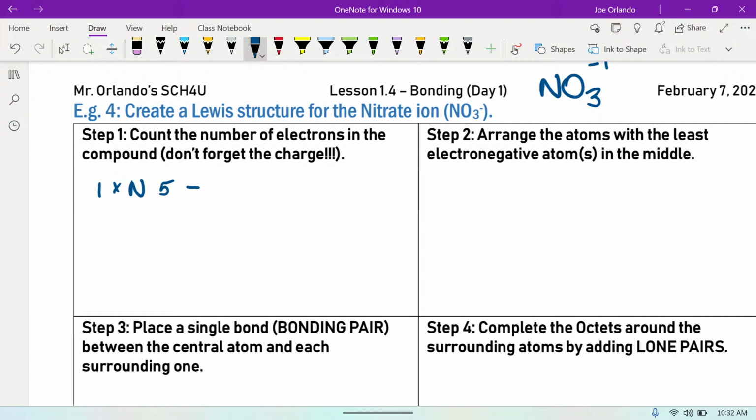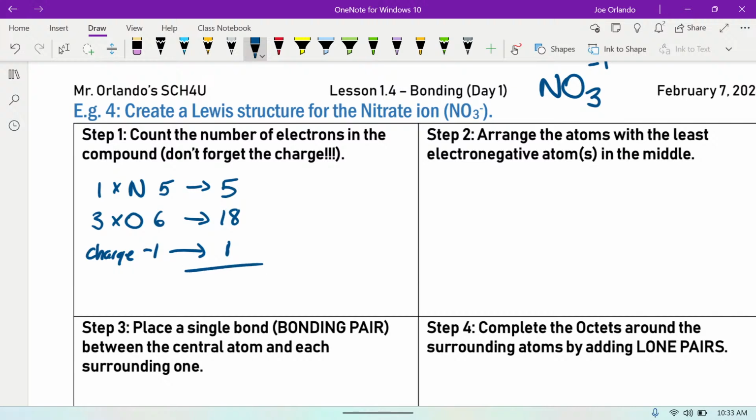5, which gives us a total of 5 there, right? Then we have oxygen. How many of those do we have? 3. How many does each oxygen have? Which gives us a total of 18. And then what else do we have? We have a charge of 1, right? And specifically, it's -1, which means we're going to get another electron.